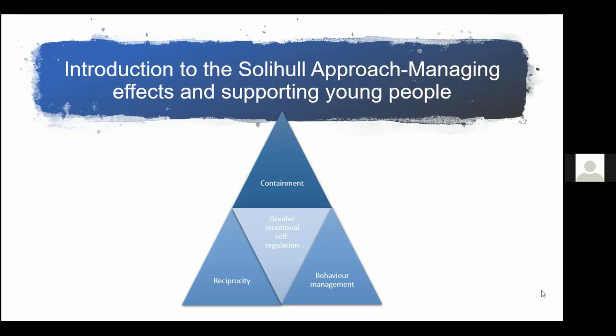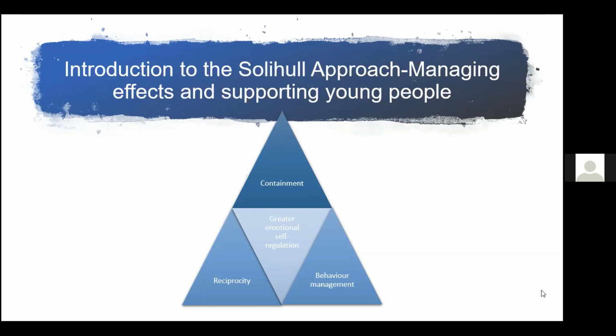And it's both a way of working with families and a way of thinking about our work. It's been designed as a brief intervention and also as an early intervention. It's not designed to solve all problems, but it is a nice model from which to start. And essentially it has these 3 different areas of containment, reciprocity and behaviour management. And the idea is it's an integrated model, and all of those factors then feed into greater emotional self-regulation for the child. And it just gives us a framework for thinking about the child's relationships with others.